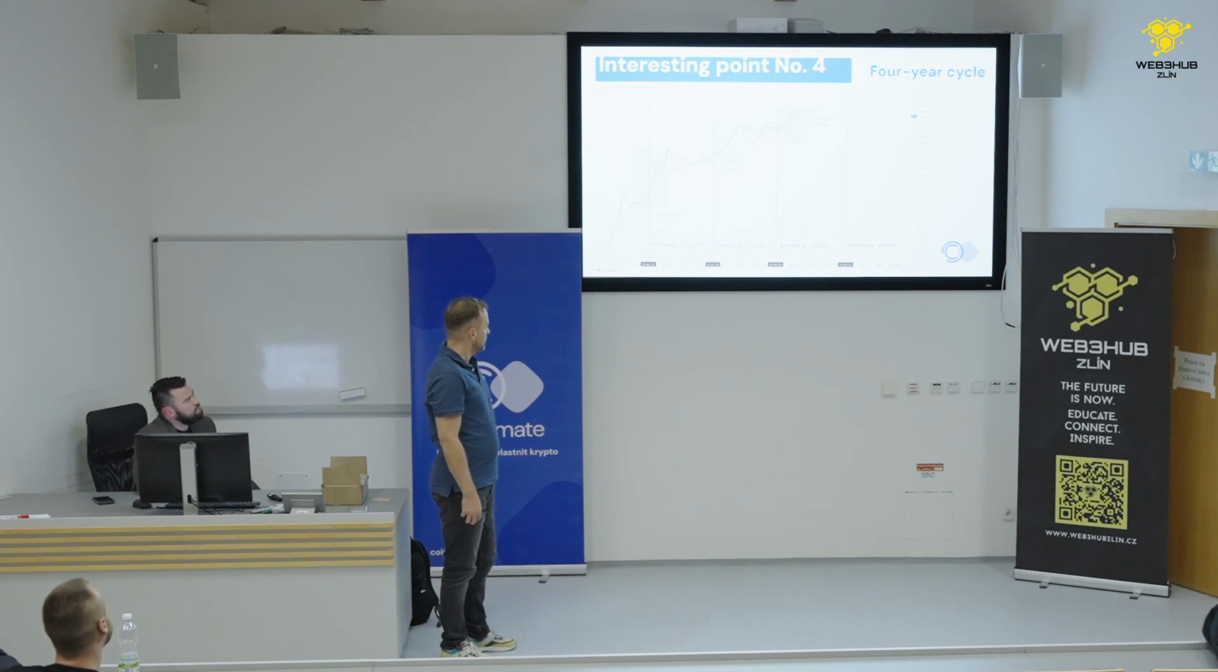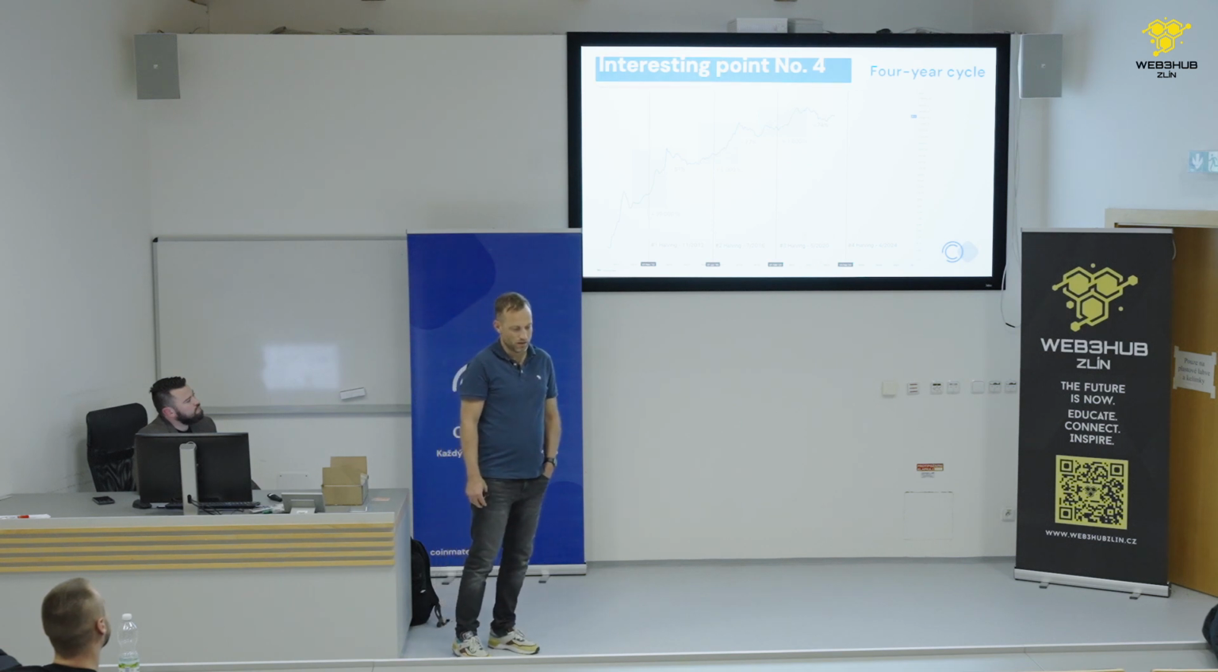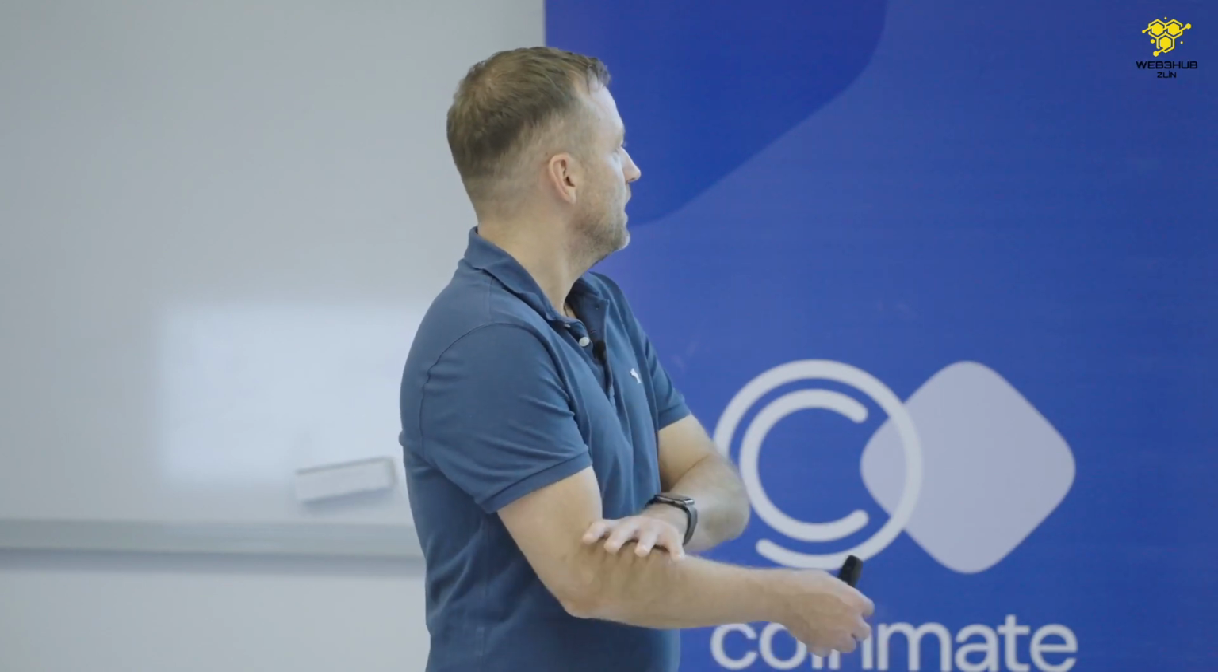Another interesting fact is that the Bitcoin price evolves in 4-year cycles. And it's caused by the so-called halving. Because when Bitcoin started, a block was mined every 10 minutes, and 50 Bitcoin were being mined. And in 2012, there was the first halving, and the reward for mining Bitcoin was halved. So it was only 25 Bitcoin every 10 minutes.